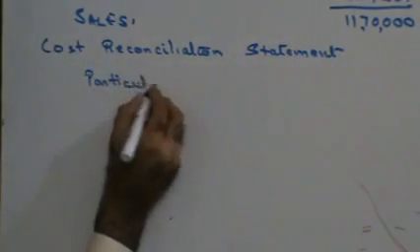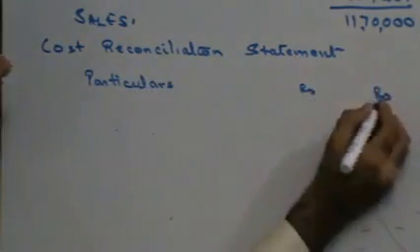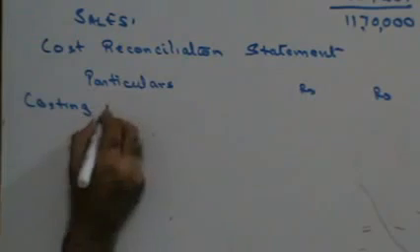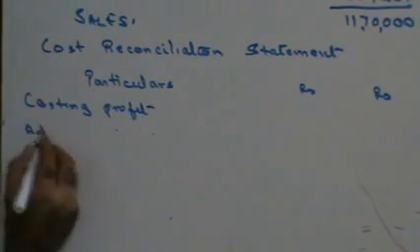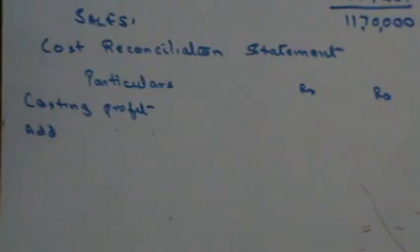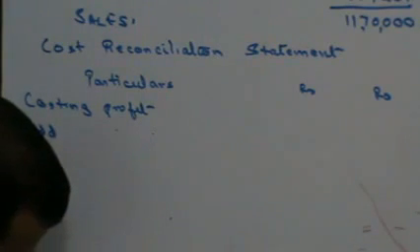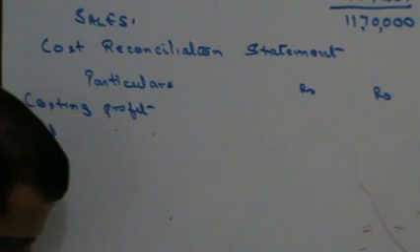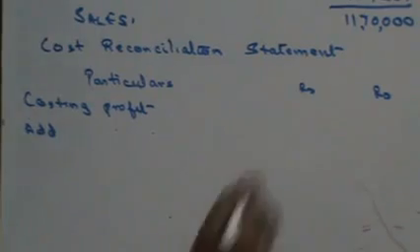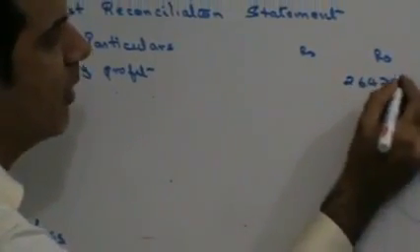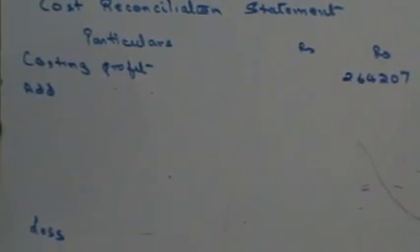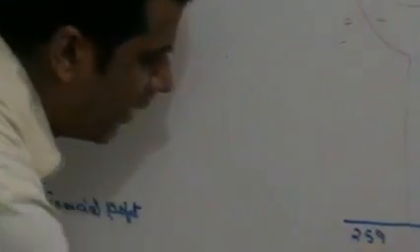Particulars, rupees, costing profit, add, less, financial profit, right? Costing profit, guys, we just found out is 2,64,207. Financial profit is given to you as 2,59,226. Right? Now let's see where are the entries where we have a difference.